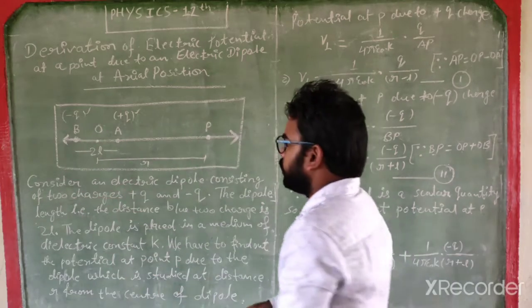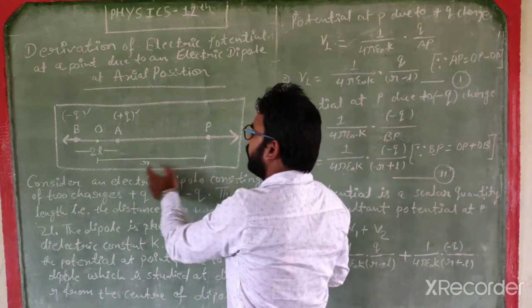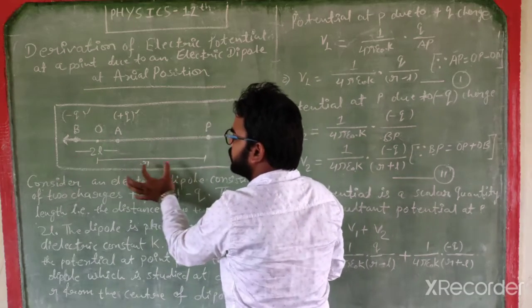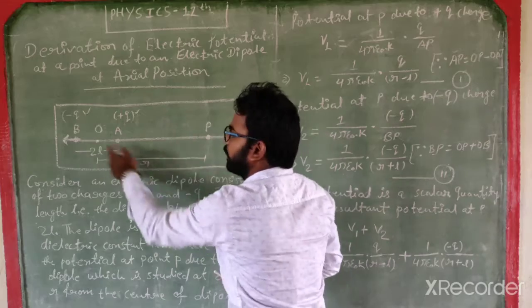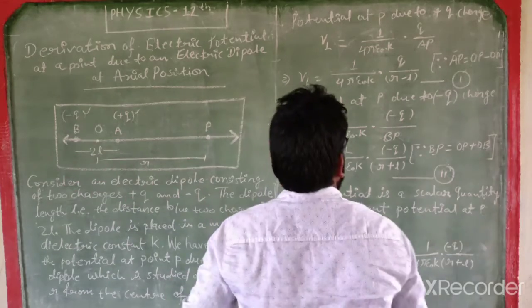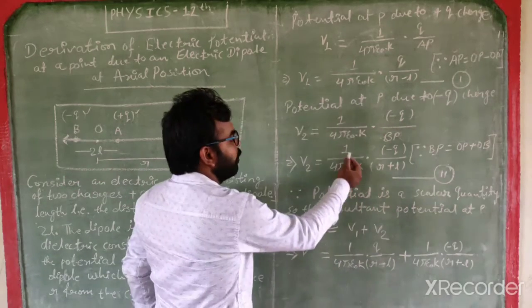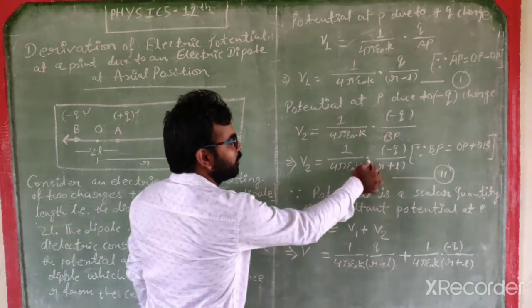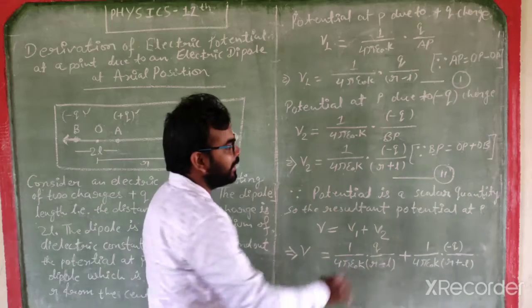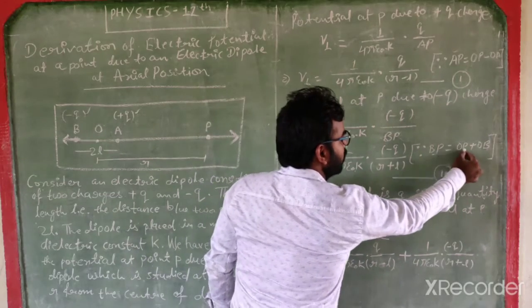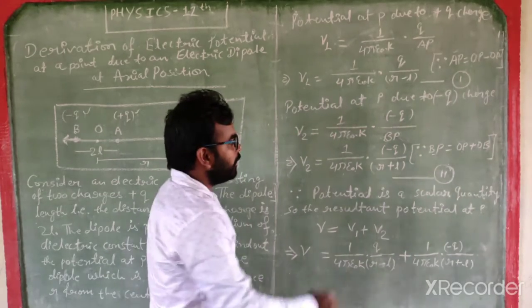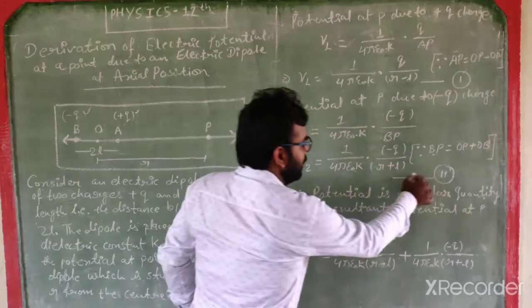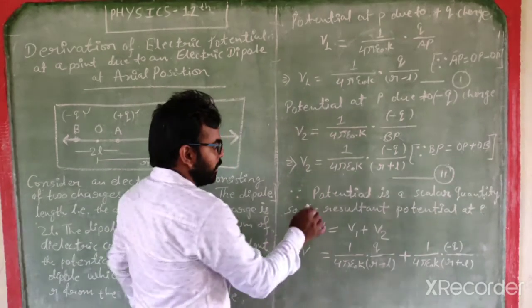So we have L plus R, that is B to P, L plus R, and we can write V2 is equal to 1 upon 4 pi epsilon naught K into minus Q by R plus L, since BP is equal to OP plus OB, and this is equation number 2.